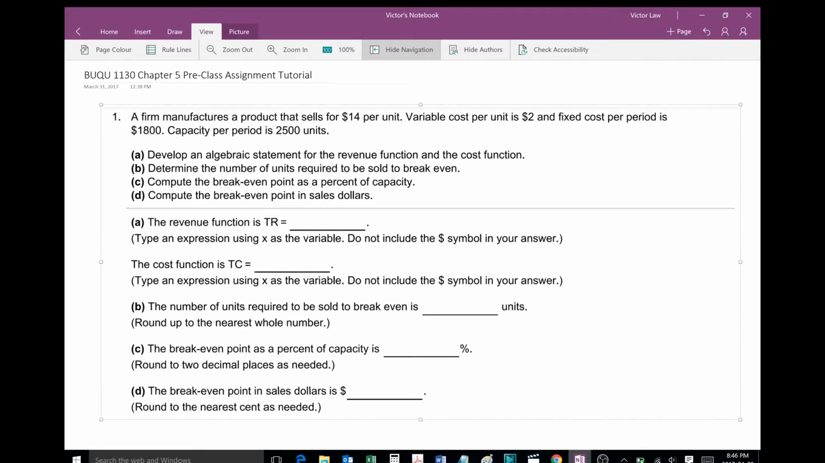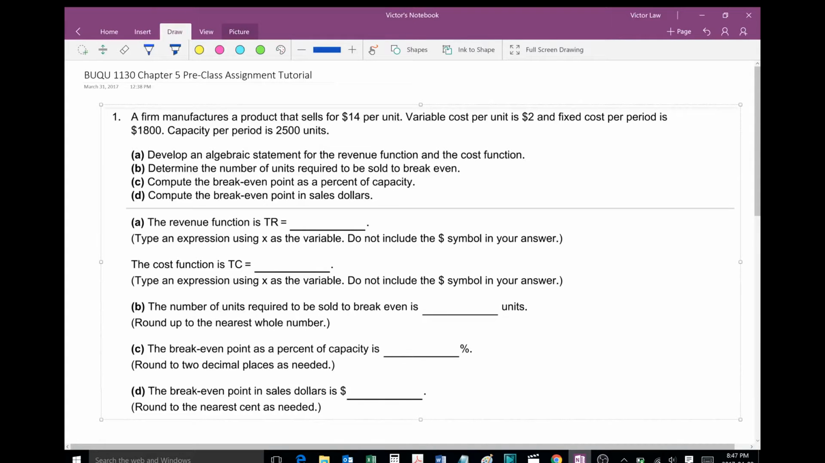This is the first question that we're going to cover today. Question 1. A firm manufactures a product that sells for $14 per unit, variable cost per unit is $2, and fixed cost per period is $1,800. Capacity per period is 2,500 units. So part A, develop an algebraic statement for the revenue function and the cost function.